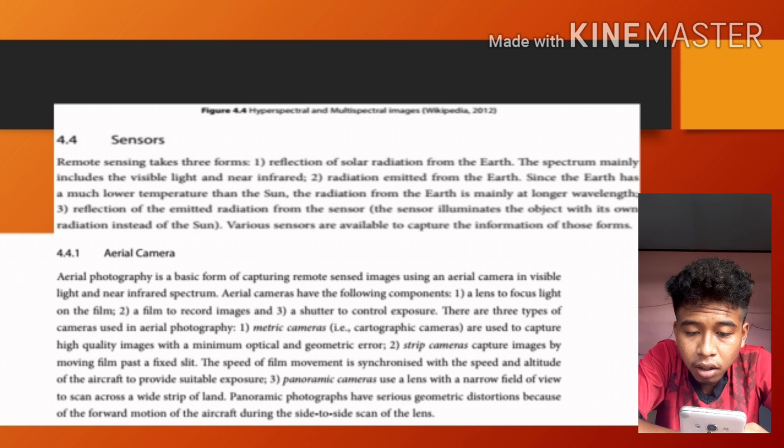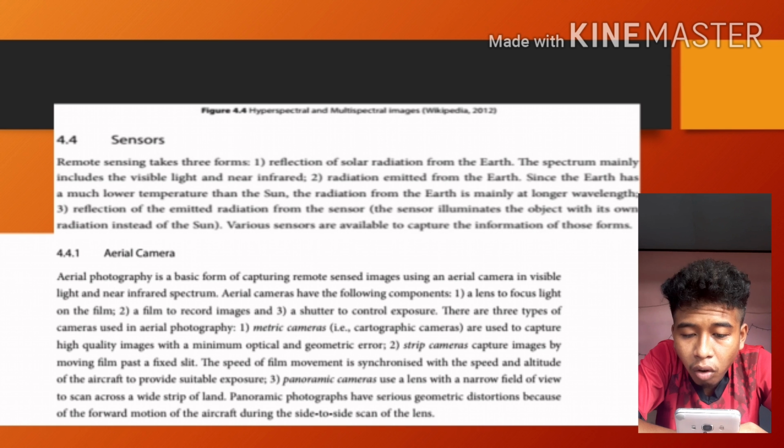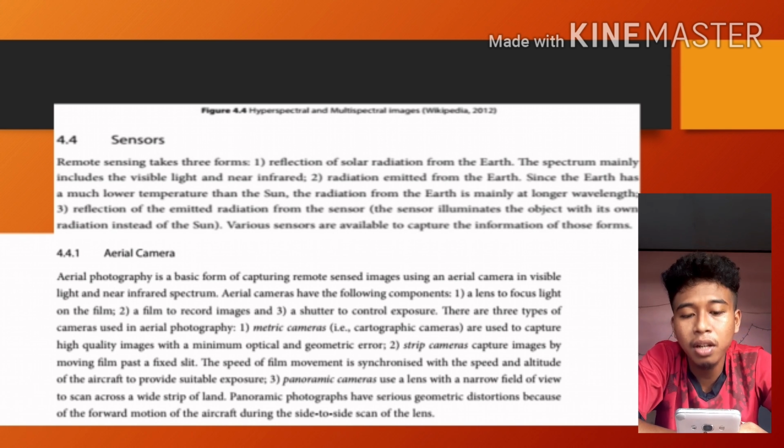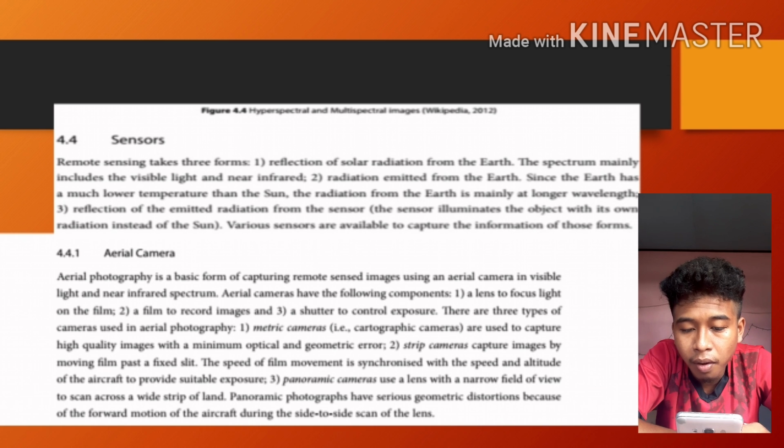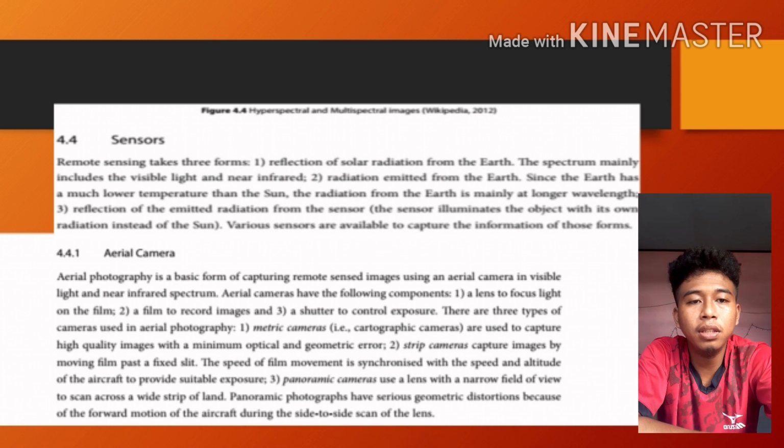Remote sensing takes three forms: one, reflection of the radiation from the Earth; two, radiation emitted from the Earth; three, reflection of the emitted radiation from the Earth. Now point 1, sensor. Okay, now for point 1, the aerial camera.